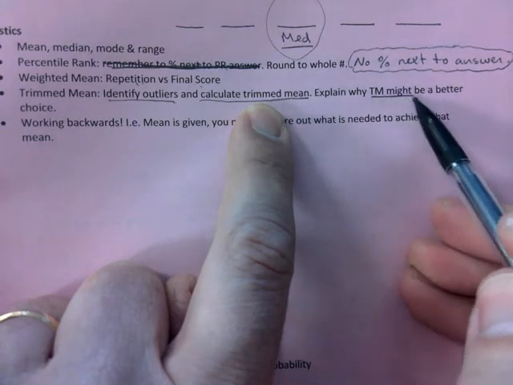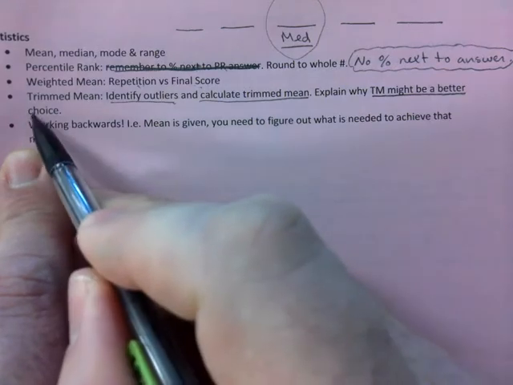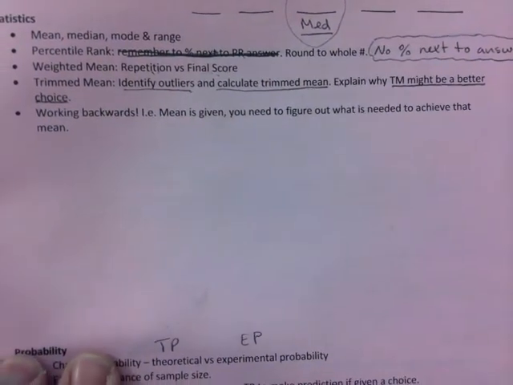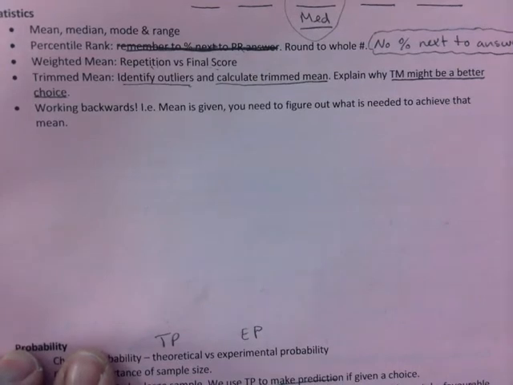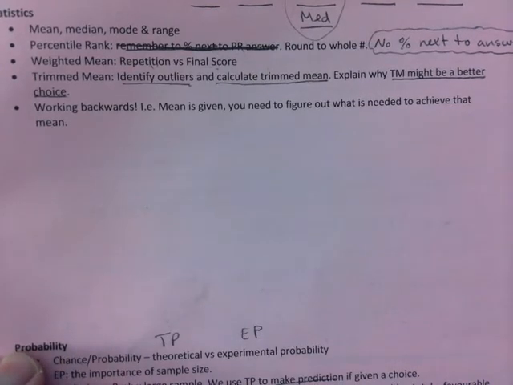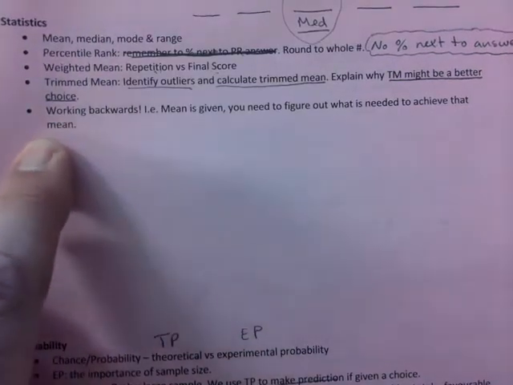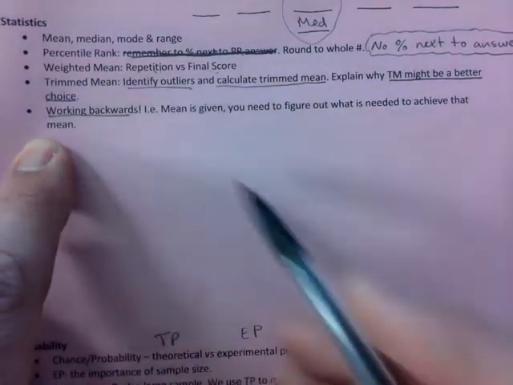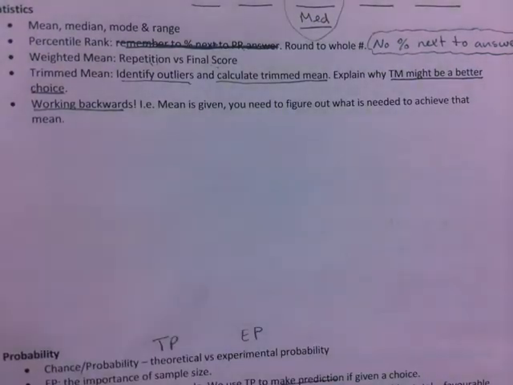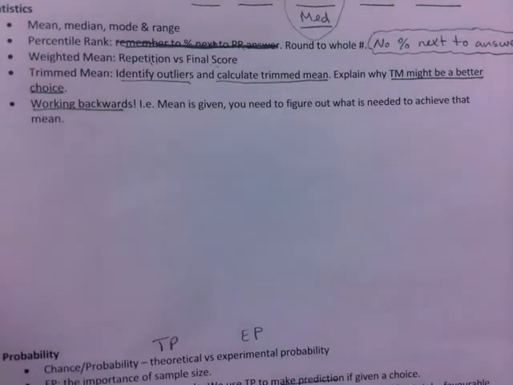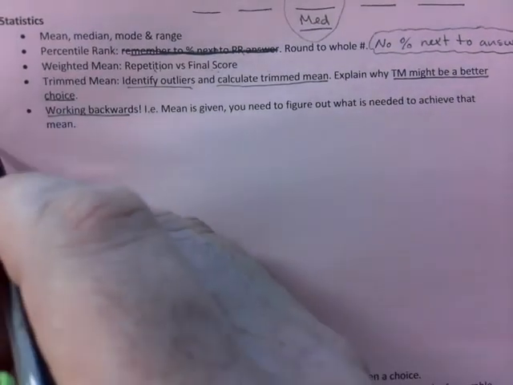Explain why the trimmed mean might be a better choice. It's usually because the outlier represents human error or something out of the ordinary that happened. Also know how to work backwards. Look up in your booklets how that is done. You will always see working backwards as you're going through your notes. But let's talk about percentile rank real quick here.